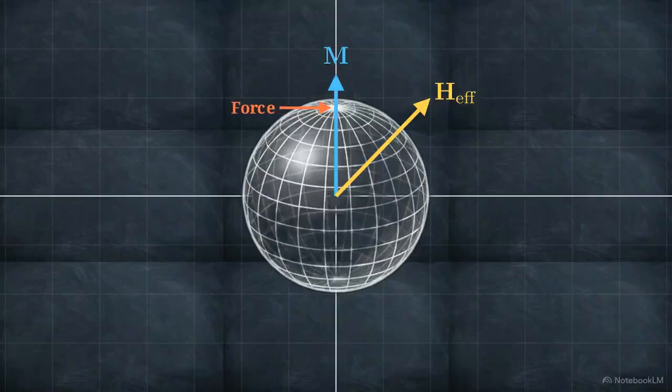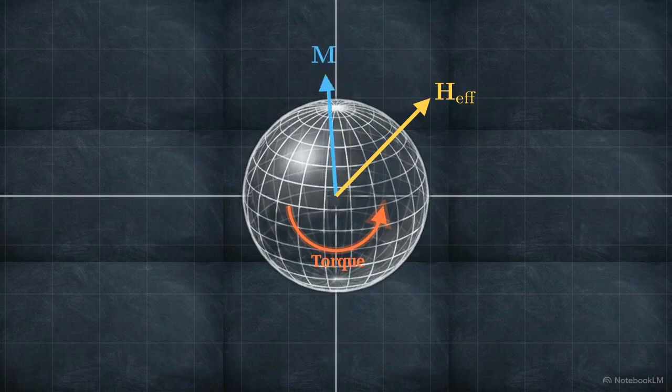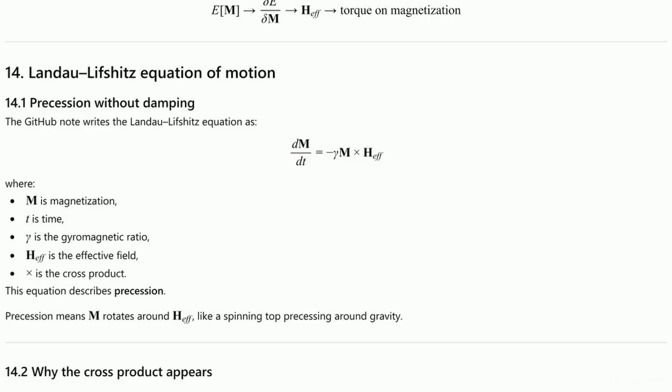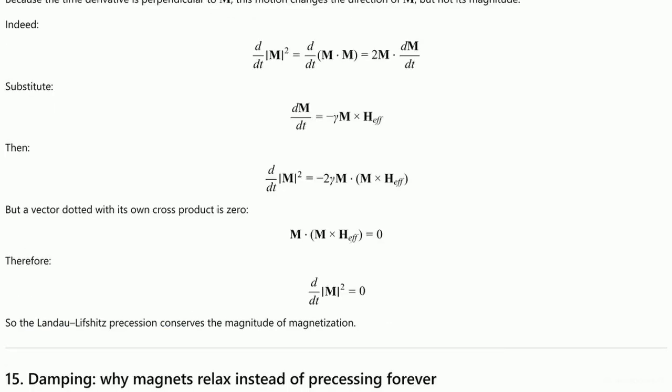Because magnetism is tied to angular momentum, the response to a force is torque. The Landau-Lifshitz equation describes this motion. The cross product of the magnetization and the effective field dictates that the time derivative is perpendicular to both vectors. The magnetization does not move toward the effective field, it precesses around it, much like a gyroscope. This mathematical structure strictly enforces the physical constraint of ferromagnetism.